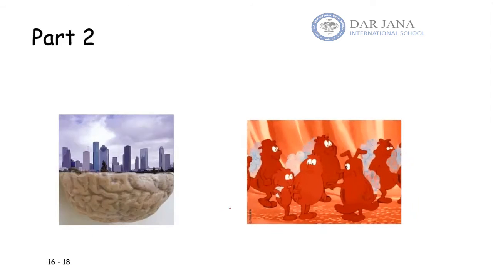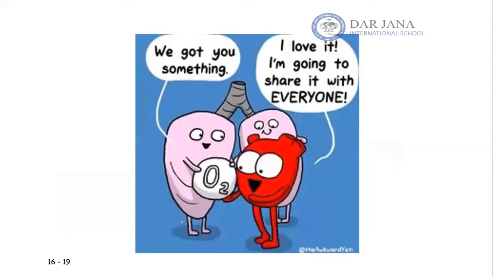So the blood is going to bring all the essential material to the cell, and it's going to take the waste. For example, carbon dioxide is a waste. The blood is going to take this waste to the excretory organs that are in charge of eliminating the waste outside the body. So we said you need oxygen. The blood is going to provide you with oxygen. And where would the oxygen come from? Of course, from the lungs.